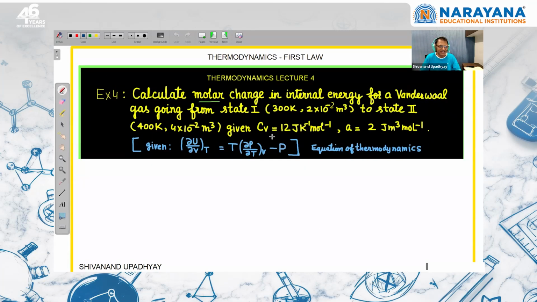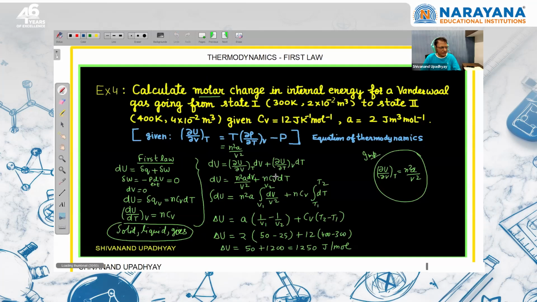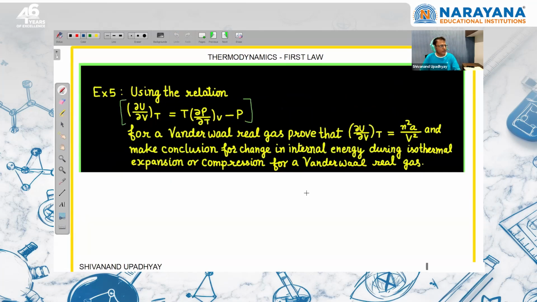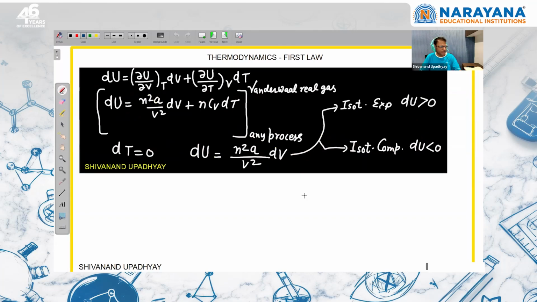Based on the same, they have given the data, and now by putting the data, you can solve the question. Calculate the molar internal energy for van der Waals gas undergoing state 1 to state 2. For van der Waals gas, you should know that this value is equal to n square a upon V square. After that, you can solve this question. There is nothing in this question, right? These are all related to what I have explained.